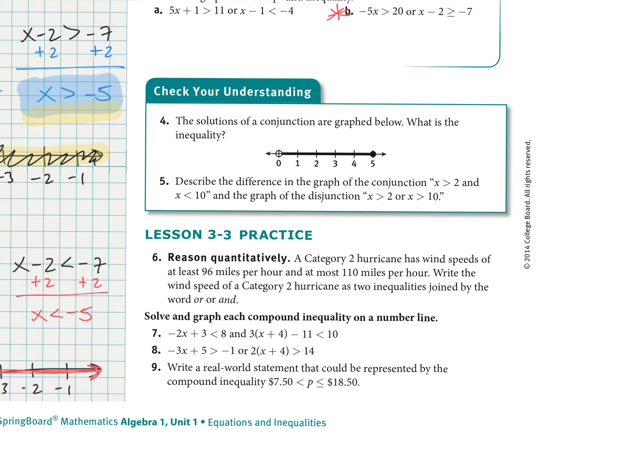All right, we got one more tiny last practice problem. It's going to be number 4, right under here under check your understanding. It shows the solutions of a conjunction. Okay, it's a conjunction. So remember, we're using the word and. It's graphed below. We want you to write down what the inequality is. So remember, that means we're going to have two parts. We're going to have this and this. So go ahead and see if you can take this inequality from the picture and put it into symbols.